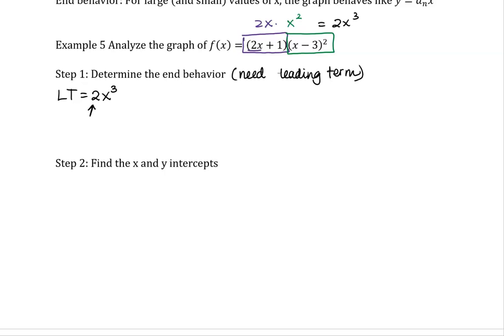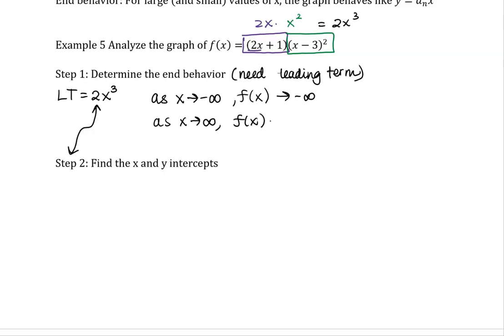I see that positive 2 in the front and the odd 3 as the degree, which tells me that the graph has the same end behavior as x cubed, which means that as x goes off to negative infinity, as we go off to the left, the function is shooting down to negative infinity. And as x goes off to positive infinity, as we go off to the right, the function is shooting up to positive infinity. Now we want to move on to find x-intercepts. We find x-intercepts by setting the function equal to 0.